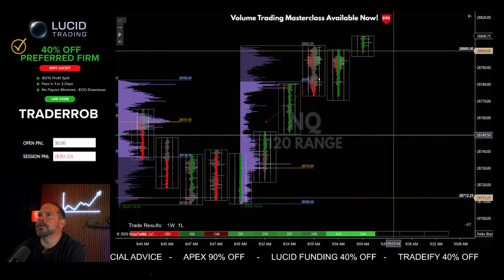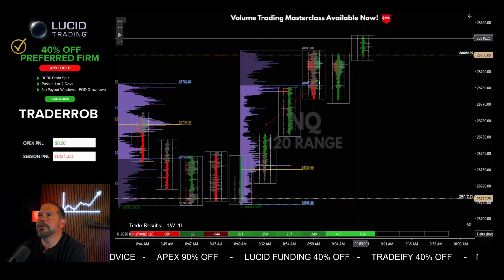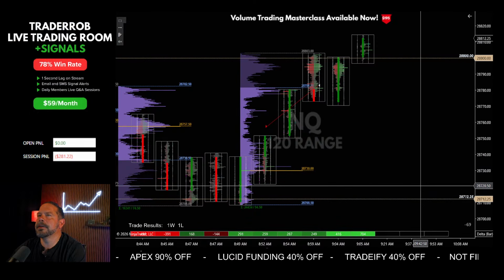And the NQ, we don't really even need to think about it anymore because we just broke structure up here, so this is currently invalid as well.